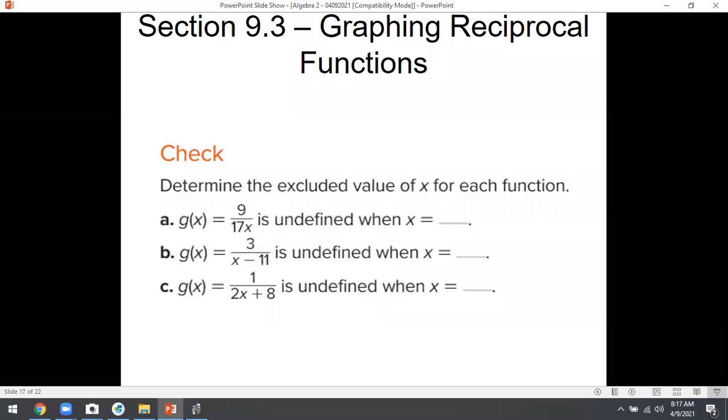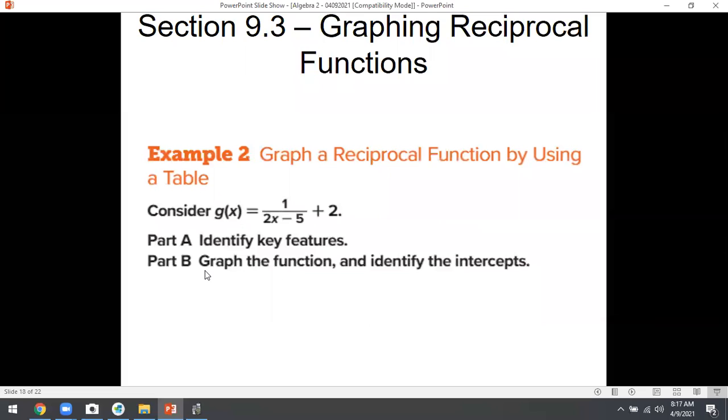How about B? Pretty obvious. When is that bottom 0? 11, I would agree. And C? Ooh, I don't know. Not so obvious, is it? It is -4. Don't be afraid to go off to the side, though, and step out a little equation and solve it. You are correct, it is -4. But if it's too cumbersome for you and you're not sure, please just go off to the side, set it equal to 0, do a couple quick little steps, and solve it.